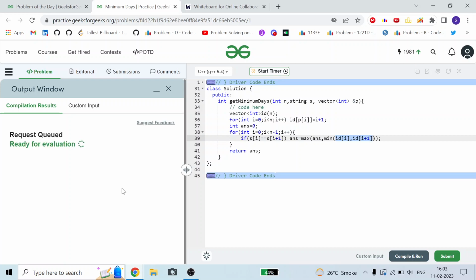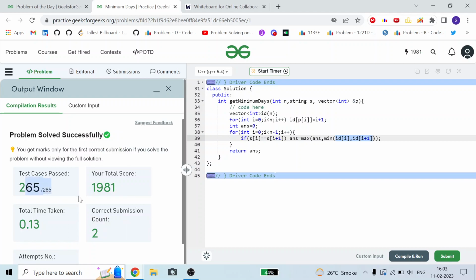So very simple approach this is, guys, not so hard. You can see all 265 test cases pass. I hope you will understand the problem. If you have any doubt, then just comment. I will try my best to explain you.